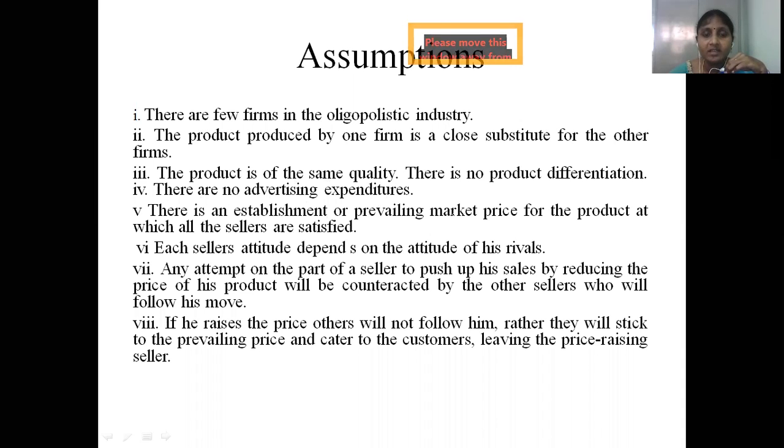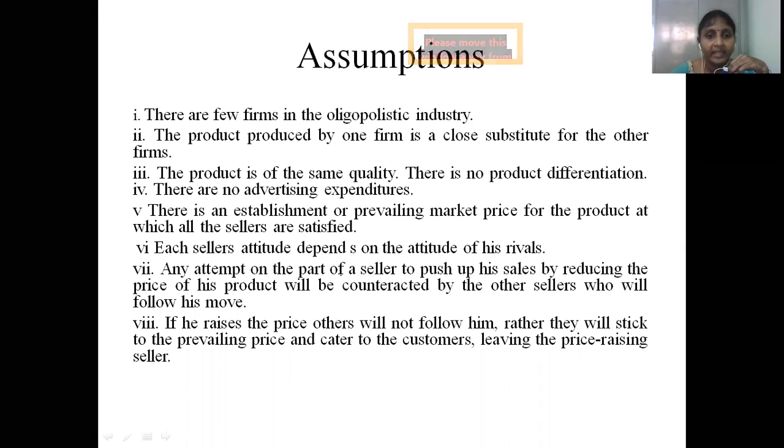There is an establishment of a prevailing market price for the product at which all the sellers are satisfied. So we should use the prevailing market price. At this market price only, all the sellers are going to be satisfied. So the prevailing price we are going to determine. Each seller's attitude depends upon the attitude of his rivals. Suppose we have five firms. If one firm does a certain action, it is affected by the other rival firms also. So one person's attitude depends on another person's attitude.